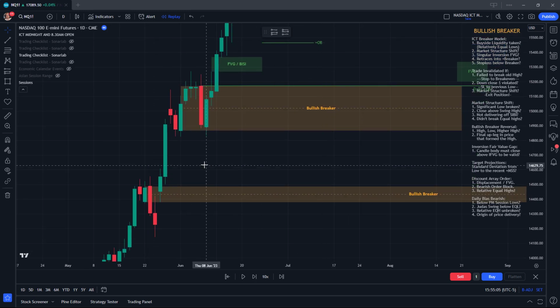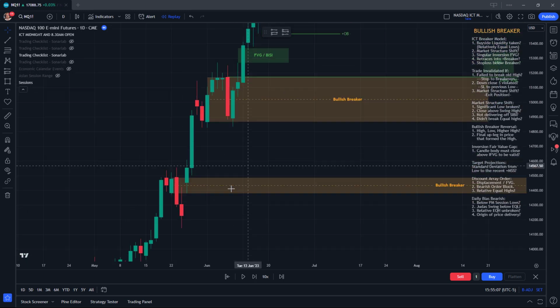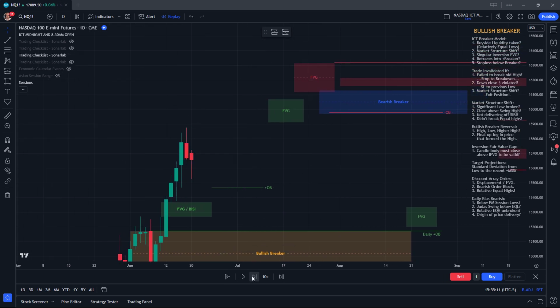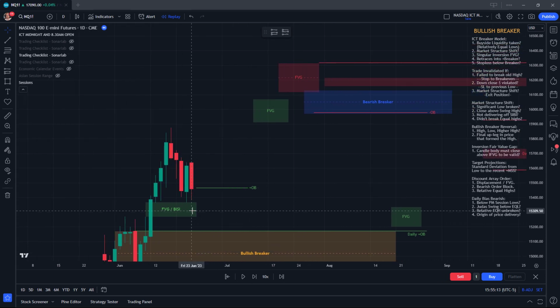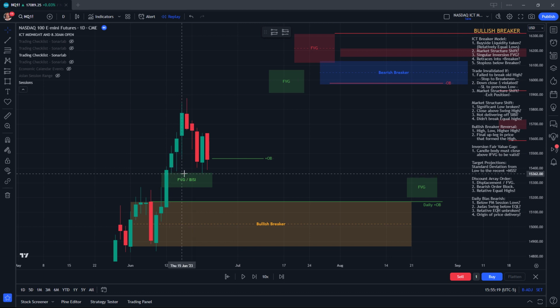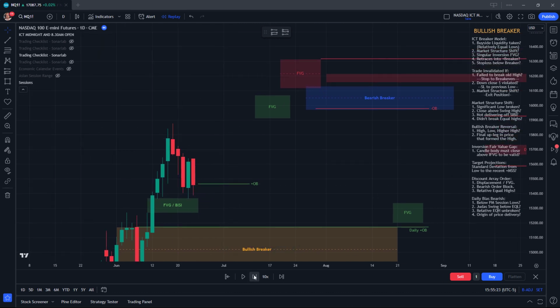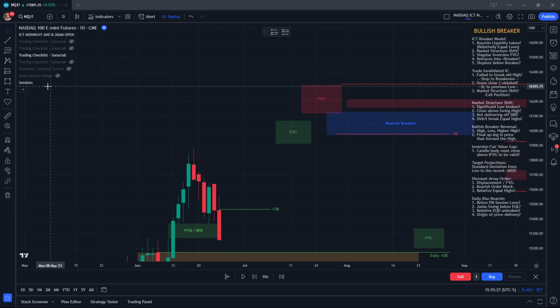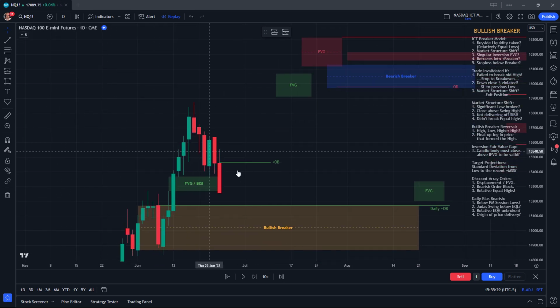So I haven't annotated the entire history of the Nasdaq here, so we're going to go from here. Okay, so let's say we would come trading here. We're looking at this. We've seen price rejecting this BISI, so that would give us a bullish bias, wouldn't it? There's probably some equal highs off to the left that I can't see.